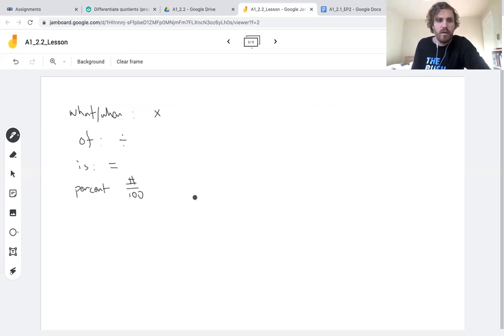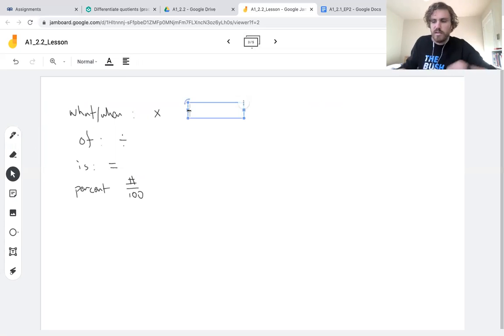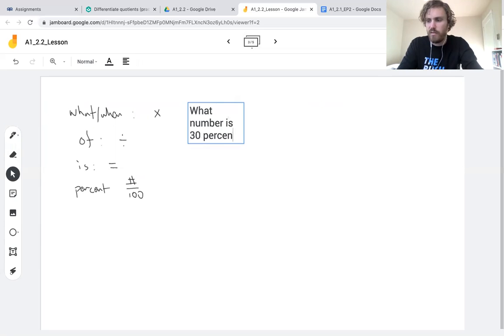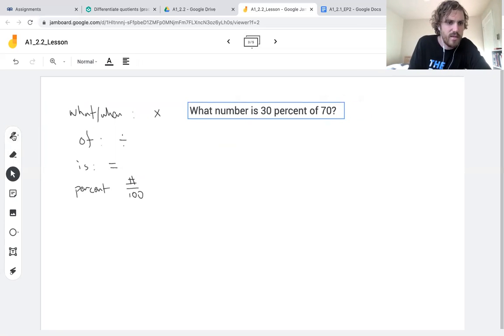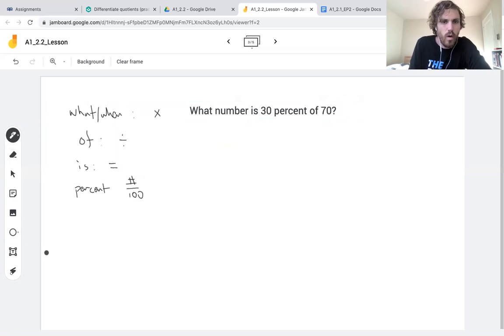Okay, so let's look at an example, which I'm going to type in here as, what number is 30% of 70? So let's apply some of my tips here to see what we can figure out. What number? This right here is making me think that I need a variable. So I'm just going to write x up here. What number? That's what I'm looking for. I'm seeing an is right here, and that is an equals sign. So I'm going to say equals.